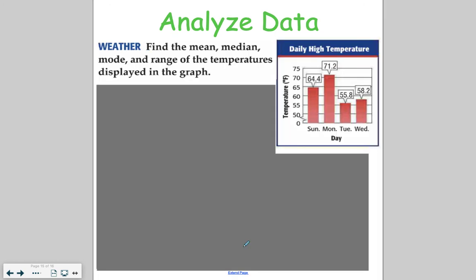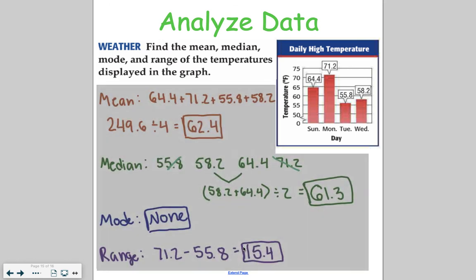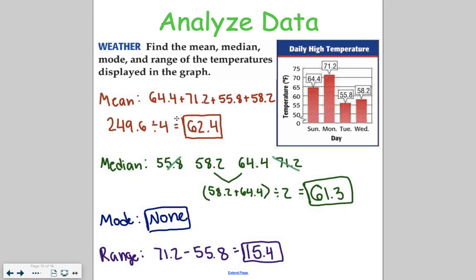Go ahead and try this one on your own, finding the mean, the median, the mode, and the range. When you do this, we've got the mean, add them all up, divide by 4 data points is 62.4 degrees. The median, cross off the biggest and the smallest. Then you have to add and divide by 2, giving you 61.3 for the median. There is no mode, and the range is 15.4 degrees.